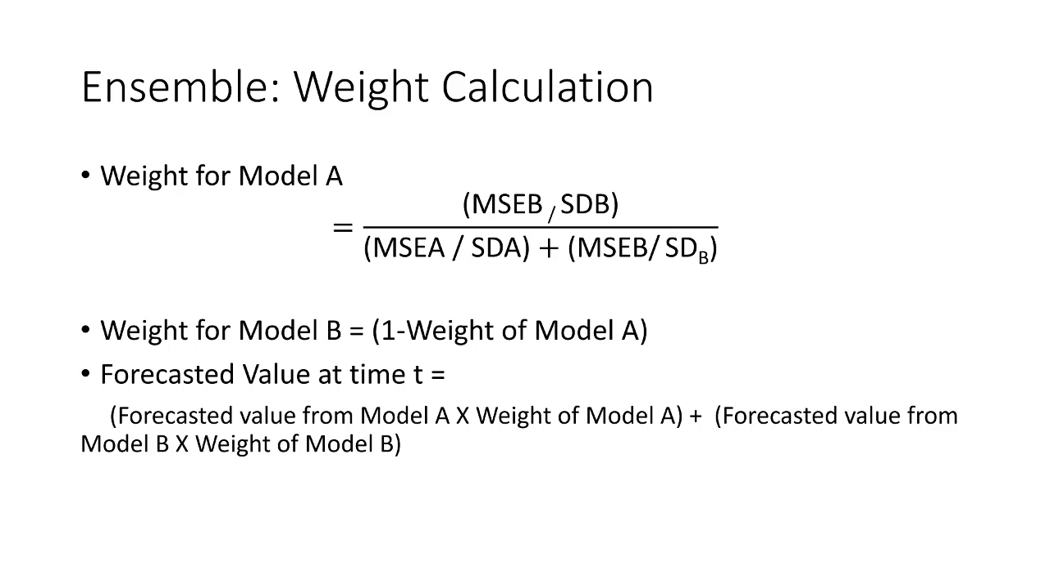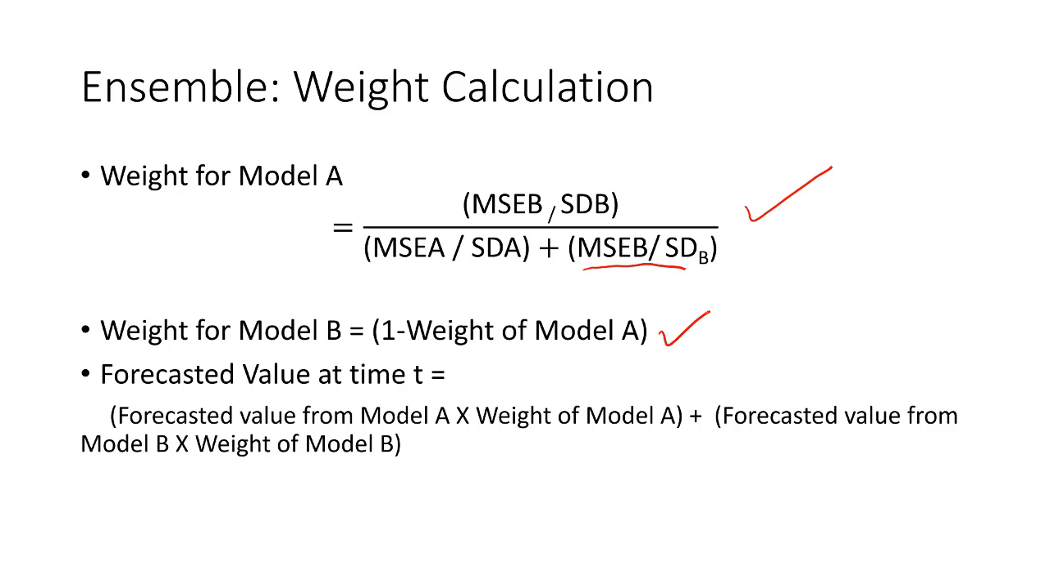So assume that we have two models, model A and model B. The weight for model A will be the ratio of MSE of model B divided by the standard deviation of model B, over the sum of MSE of model A divided by the standard deviation of model A and MSE of model B divided by the standard deviation of model B. And after we calculate the weight for model A, we will just calculate the weight for model B as 1 minus the weight of model A.